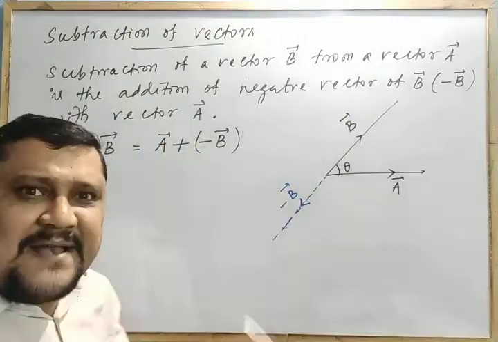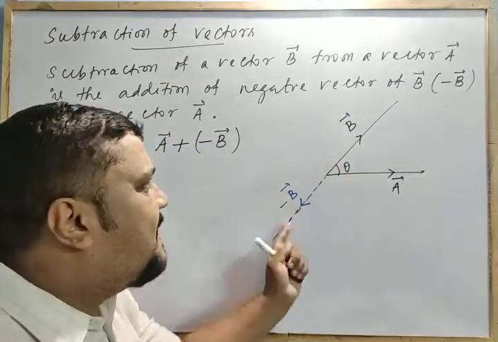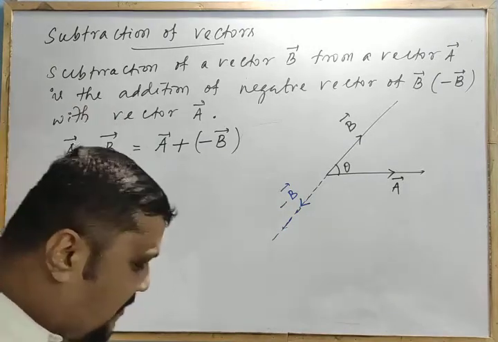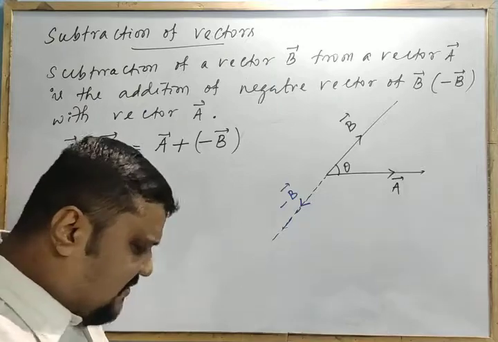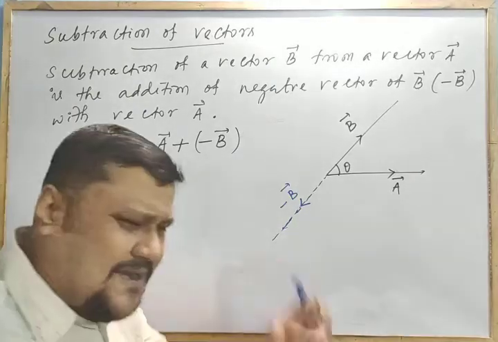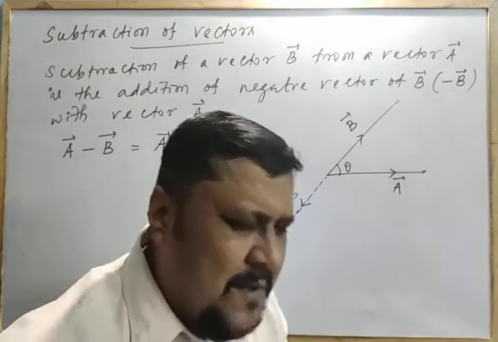Clear? This is minus B. Negative vector. B minus B. So these are the two vectors. Think that this minus B is a vector. C is a vector, minus B. Negative of, forget about this minus.